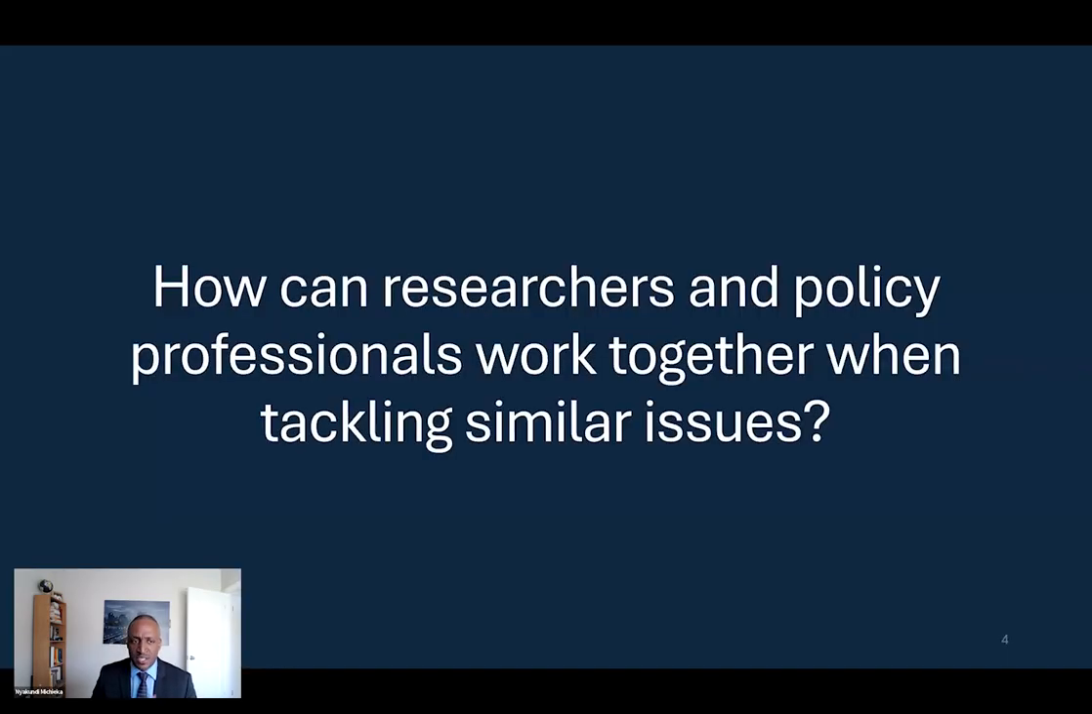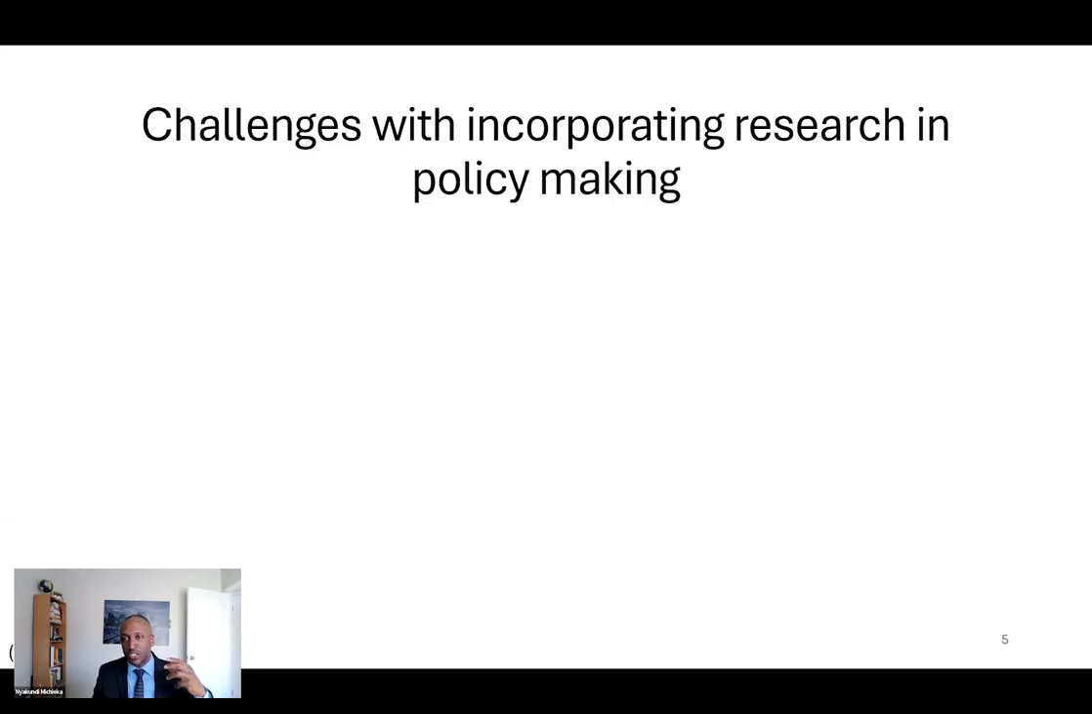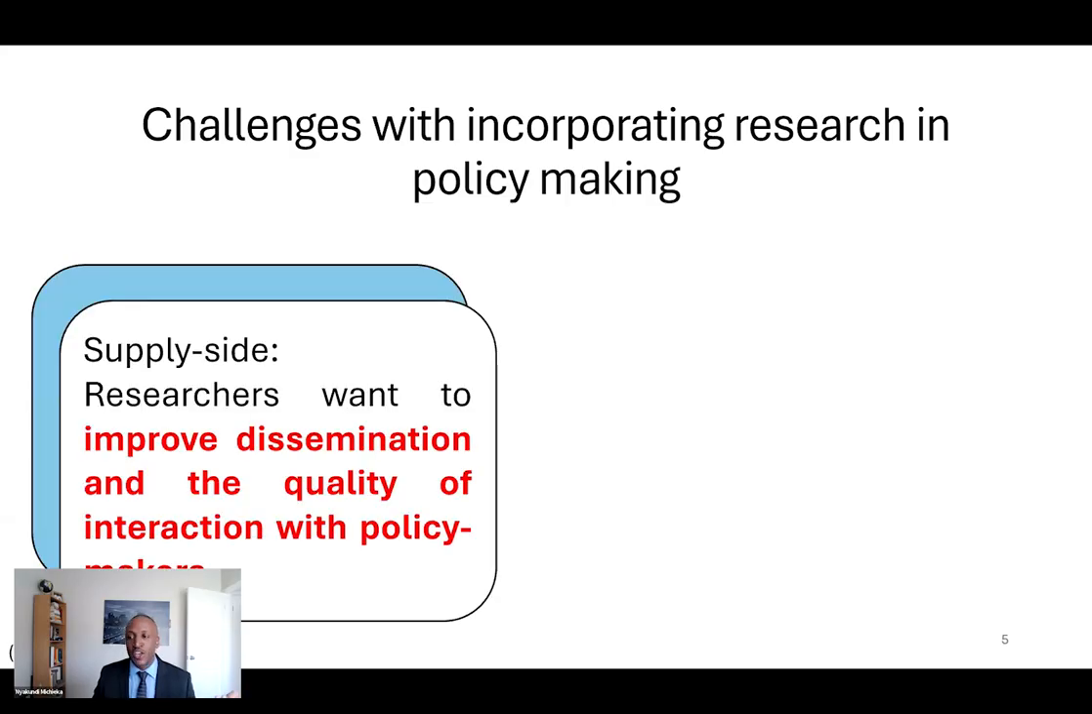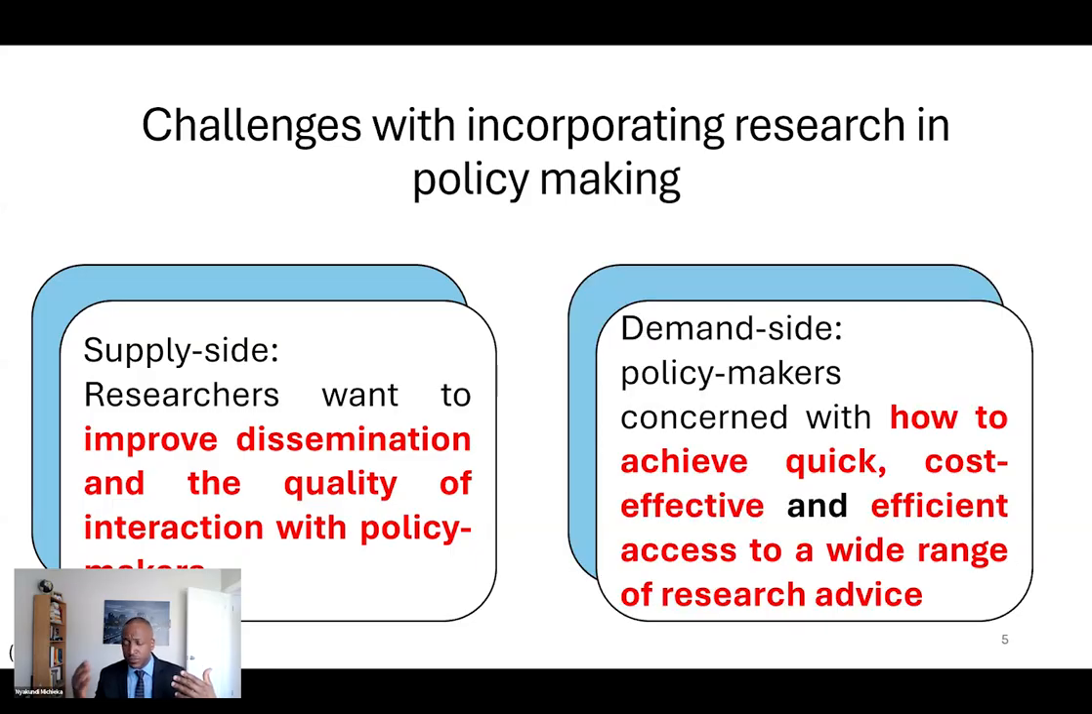So the main thing we're trying to do is this: how can researchers and policy professionals work together when tackling similar issues? The first thing we need to understand is, what are the challenges in incorporating research in policymaking decisions? Because you have two entities here: folks who work in research, and policymakers. And in economic fashion, we look at it from a supply and demand side. On the supply side, you have researchers who work in the field, and they want to improve their findings. They want to improve the way they disseminate their work and the quality of how they interact with policymakers, because they want people to hear, this is what we found. And on the demand side, you have policymakers who are concerned. They also have other goals, but some of these include achieving quick and effective ways to come up with policies to solve issues that we face in the world today. So it's a demand and supply problem.